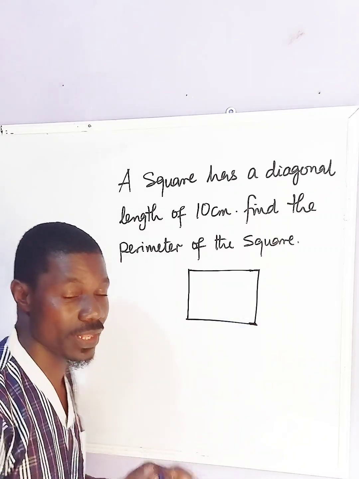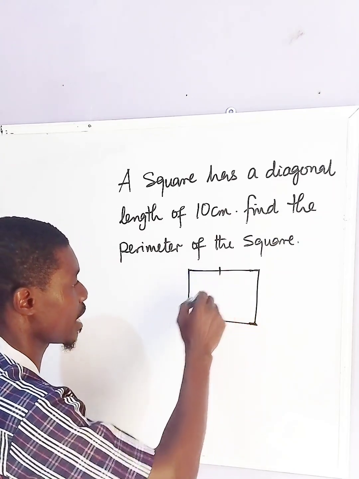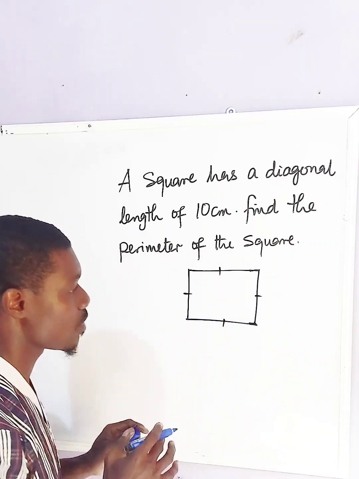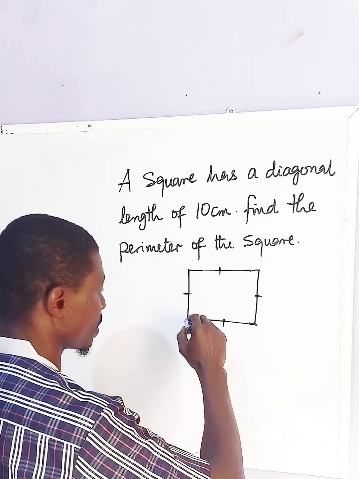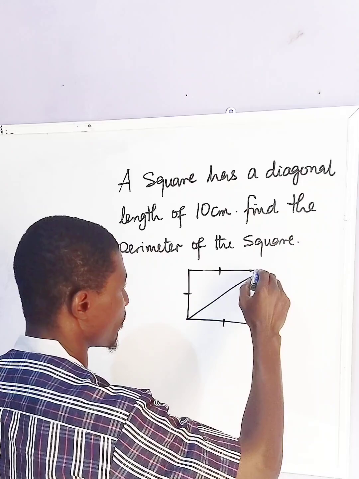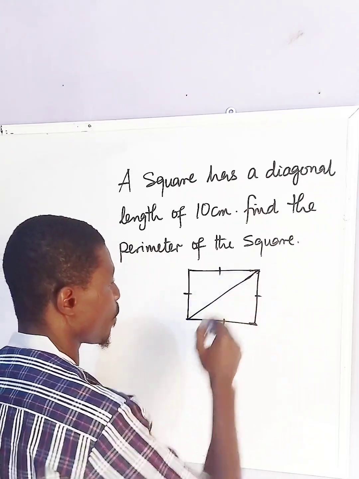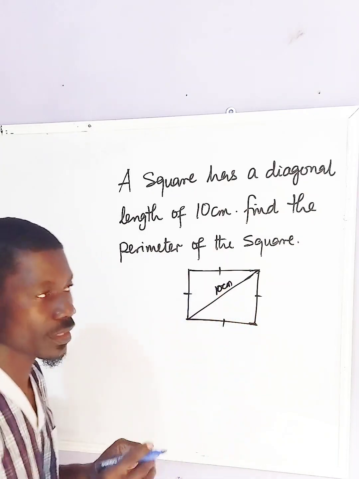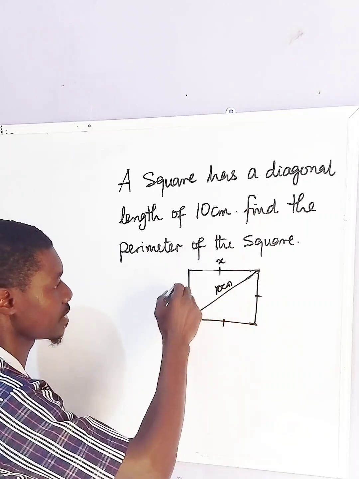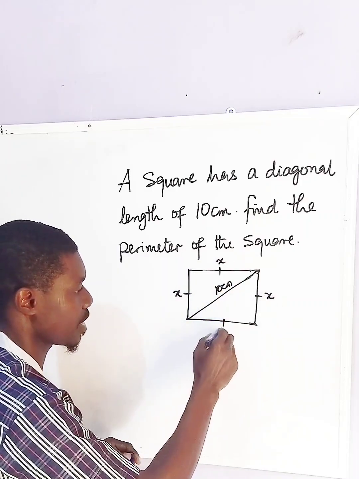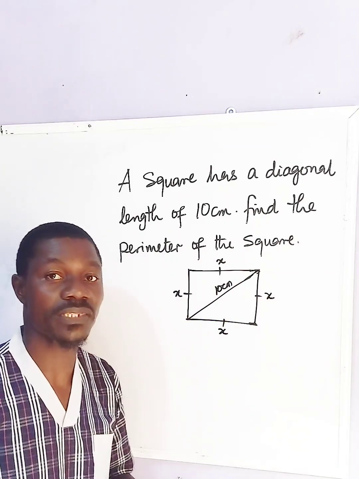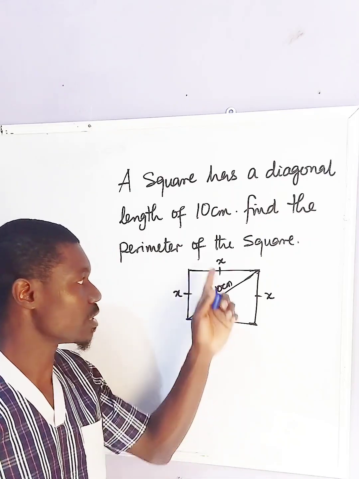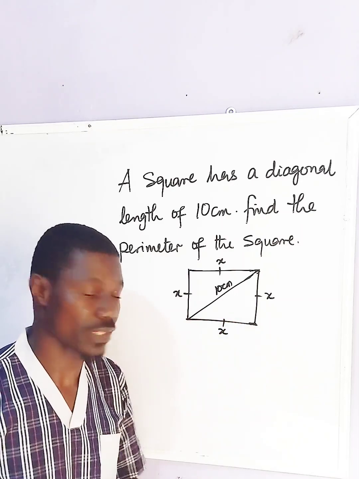And we know for a square that all sides are equal, which means here, here, here, here are equal. Now a diagonal is a line that is drawn from this point to this point. According to the question, this is 10 centimeters. Now let's make each side x, x, x, x. Why? Because since all sides are equal, it needs to be the same thing all throughout, and since we don't know it, we just plug in the variable x.